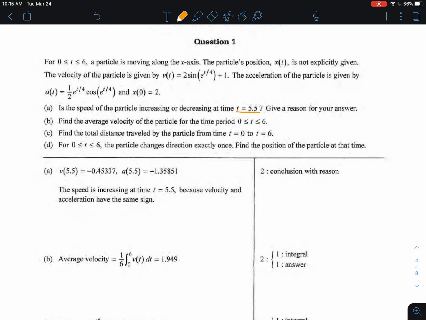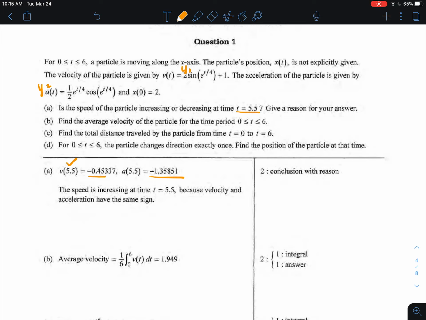Okay, so part A said, is the speed of the particle increasing or decreasing? So anytime we see this, we need to compare velocity and acceleration. So this was pretty straightforward. They gave you velocity, so make sure you put that in y1 and acceleration in y2, and plug in 5.5 into your table, and you should get these two negative decimals. And so because they have the same sign, that would mean that it's speeding up.